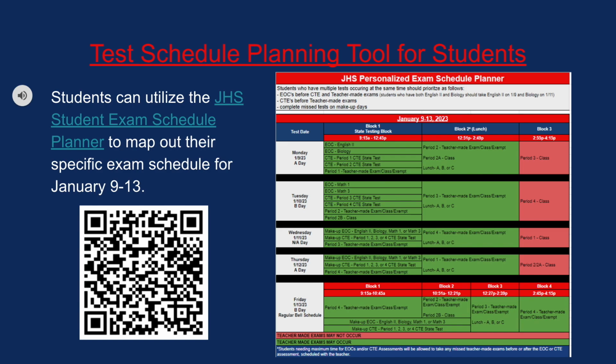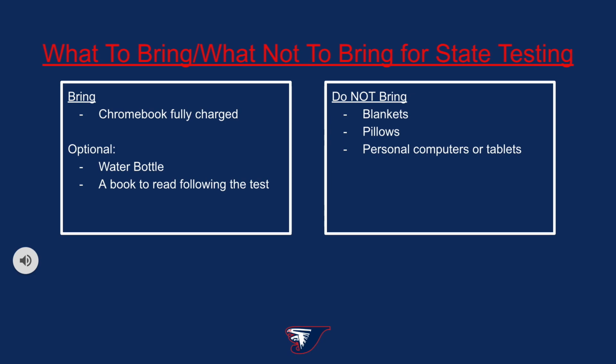Some tools and final prep reminders as we prepare for final exams. Students can utilize the JHS Personalized Exam Schedule Planner to map out their specific exam schedule for January 9th through 13th. This template can be accessed on the testing page of the Jordan website. Here is a list of what to bring and what not to bring for state testing. Please remember to bring your Chromebook and have it fully charged. It is optional, but you may also bring a water bottle and/or book to read following the test. Students should not bring blankets, pillows, or personal computers or tablets. Exceptions may be made for items that are needed for afternoon classes.